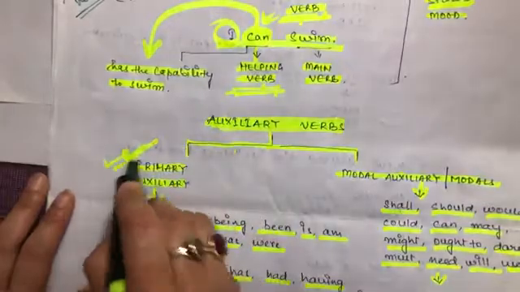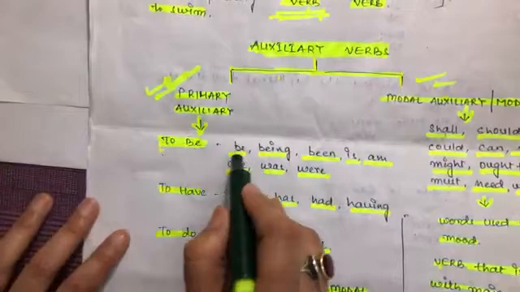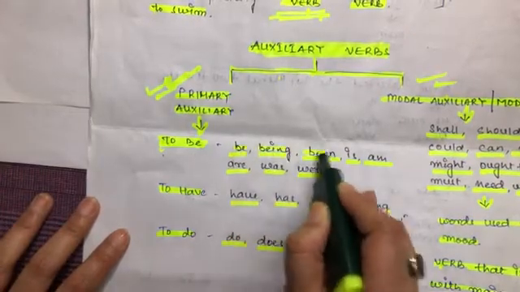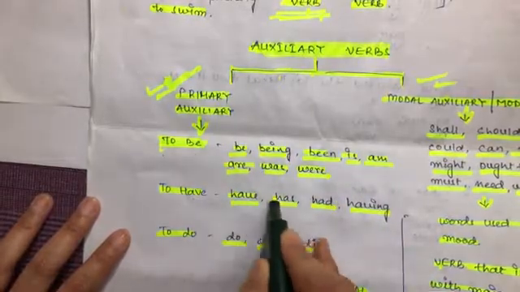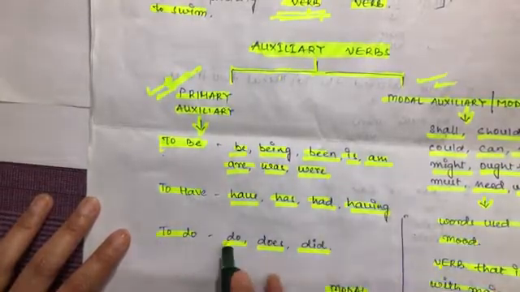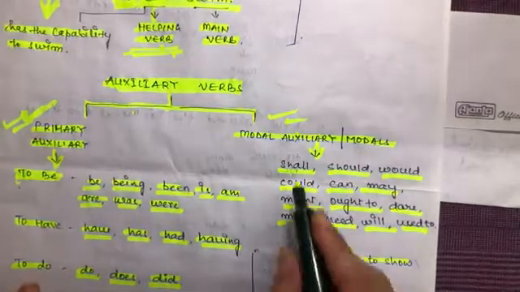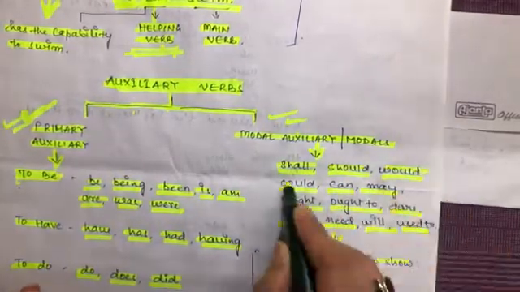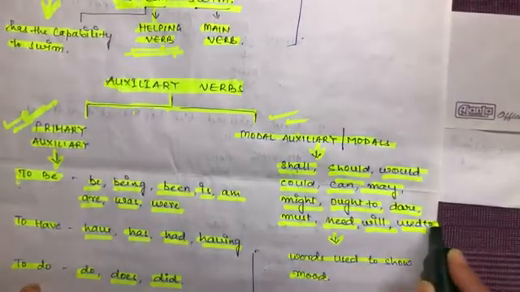Auxiliary verbs: primary auxiliary, and modal auxiliary or modals. Primary auxiliaries are categorized into three. To be form: be, being, been, is, am, are, was, and were. To have: have, has, had, having. To do: do, does, did. These are the forms that come under primary auxiliary. When we talk about modal verbs: shall, should, would, could, can, may, might, ought to, dare, must, need, will, used to.